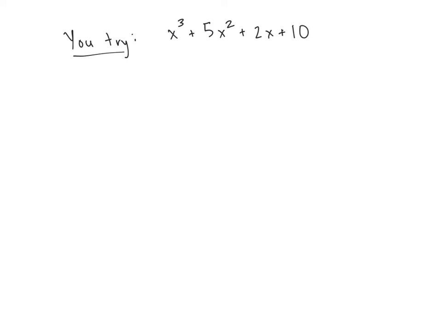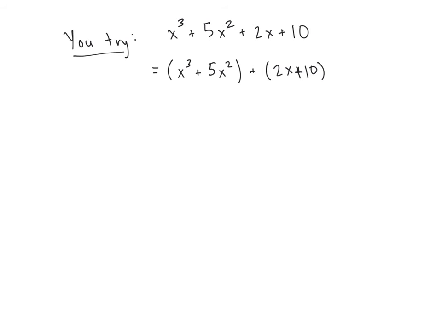All right, let's try a third one, and this one I want you to try. So we're going to factor x to the third plus 5x squared plus 2x plus 10. That's the polynomial for you to factor. So go ahead and factor that by grouping. Again, you're going to pair those terms up and find the GCFs. And once you do that, enter your answer when you are ready.